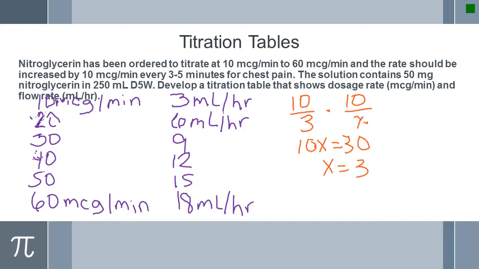10 micrograms per minute equals 3 milliliters per hour. Increasing by 10, 20 mics per minute is 6 milliliters per hour. 30 mics per minute is 9 milliliters per hour. 40 mics per minute is 12 milliliters per hour. 50 micrograms per minute is 15 milliliters per hour. And then 60 micrograms per minute is 18 milliliters per hour.